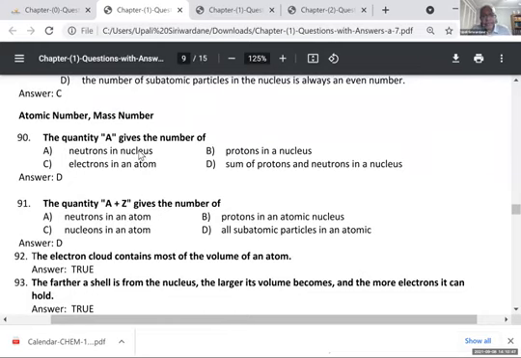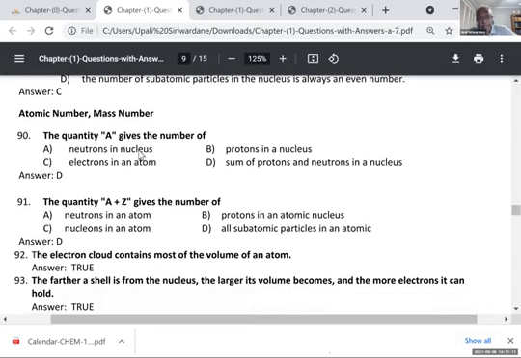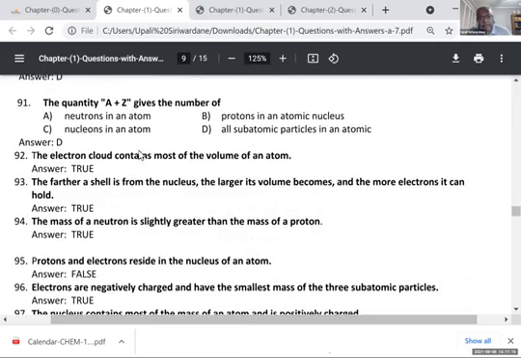A is the mass number, the sum of the numbers of protons and neutrons. A plus C gives the total number of subatomic particles. Adding a C adds another electron. So in a neutral atom, A plus C is all the subatomic particles in an atom.